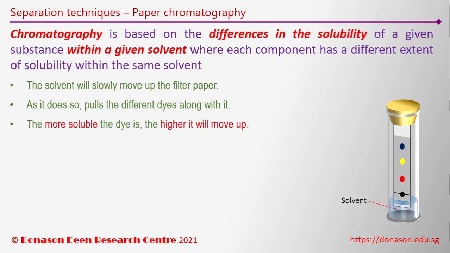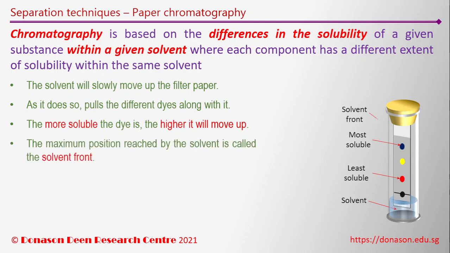The more soluble a dye is, the higher it will move up in the chromatogram. In this setup, we can see that blue moved to the highest position and is hence more soluble in the given solvent. Since red moved only a little away from the solvent, it can be considered as the least soluble of all the dyes in the ink.